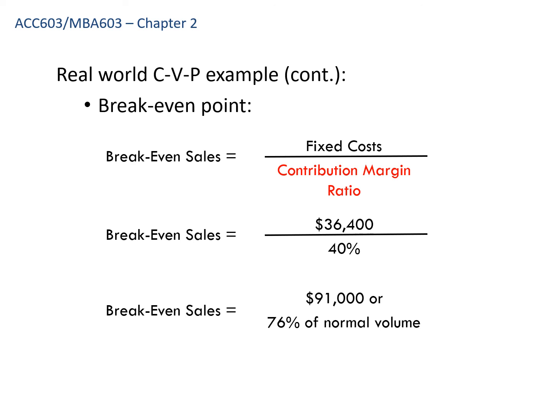So remember, my contribution margin ratio was 40% from a previous slide. So what I'm asking here is, how much do I have to sell so that 40% of it will cover 36,400? That's the logic of that math. And the answer is I'd have to have sales of $91,000, which equals 76% of what my normal volume is. So if we could open up to 76% and still be safe, we would at least break even. So that's an example of how we would use what I've talked about in this chapter to address a real situation that's going on right now.